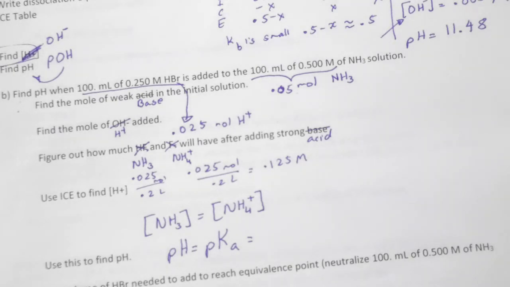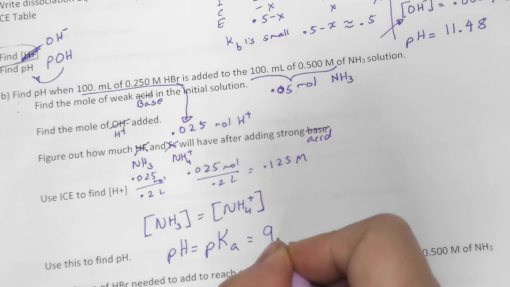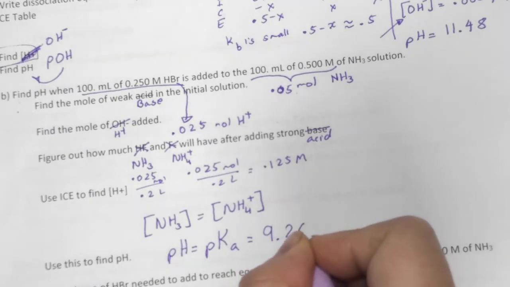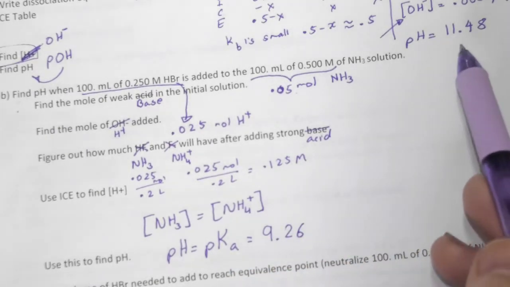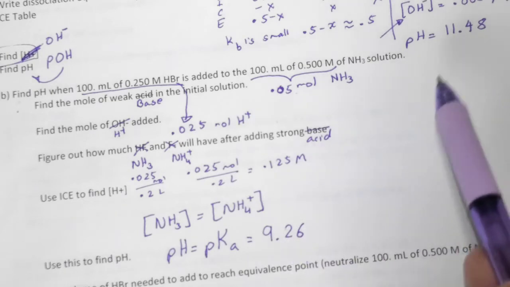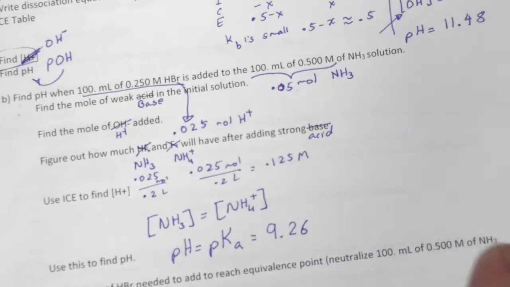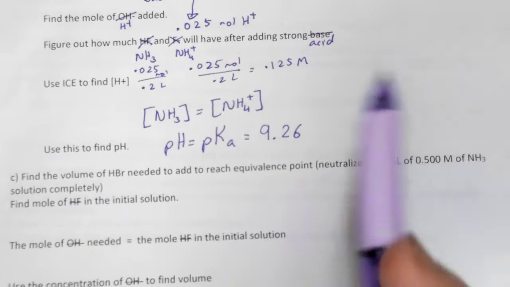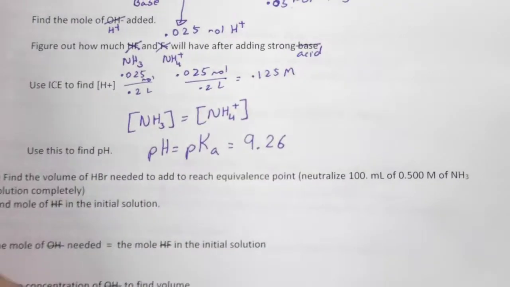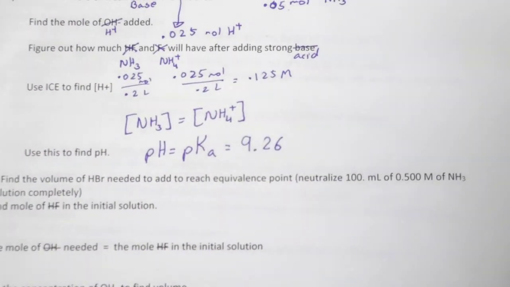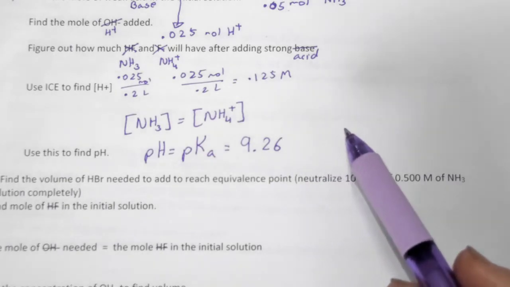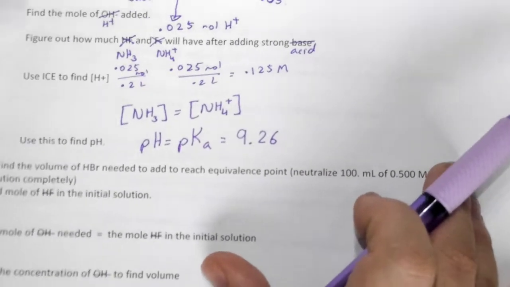So I'm going to get this at 9.255, so I'm going to use 9.26. Look, your pH is dropping, which makes sense. We're adding acid, so your pH should be dropping. Okay. Now, you can use ICE like the last question to find it. It's still going to be the same thing. I just do a little shortcut. Okay. All right, let's continue on.